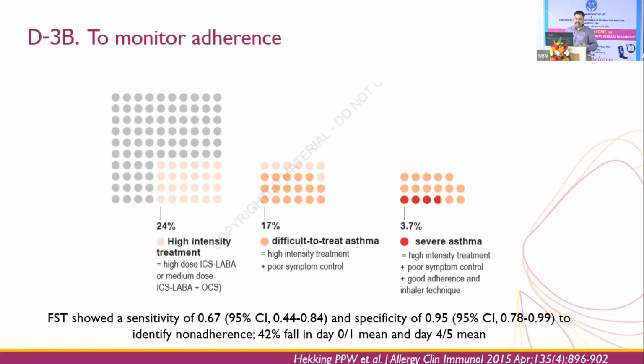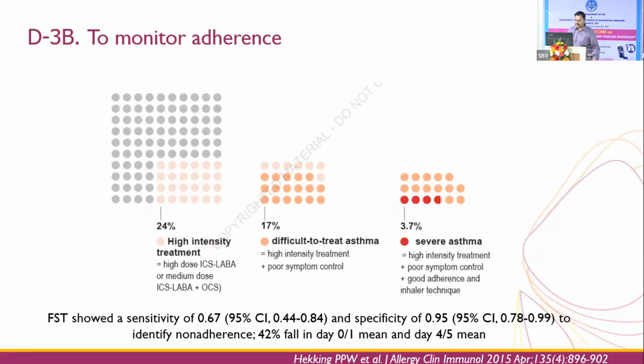There is something called a FeNO suppression test. There is some published data about this. You give patients a 5-day course of high-dose inhaled corticosteroid, which typically is at least 800 mics of budesonide or 500 mics of fluticasone. And you repeat the FeNO on day 0, 1 and 4, 5.